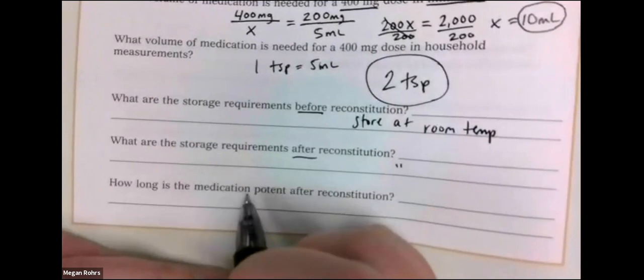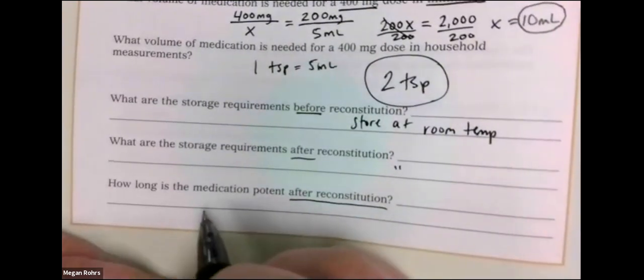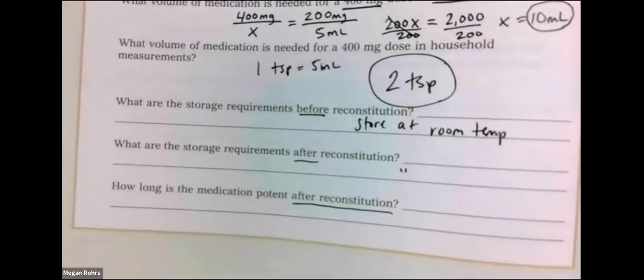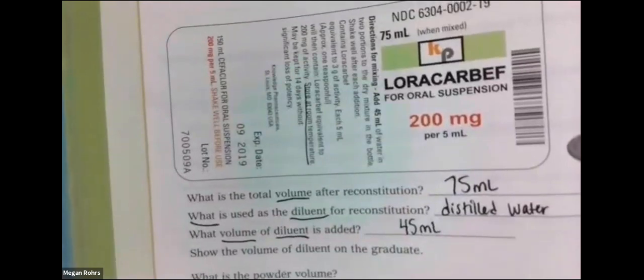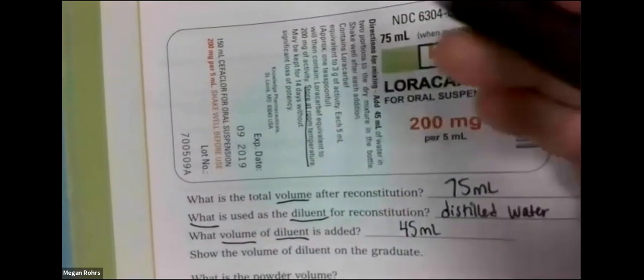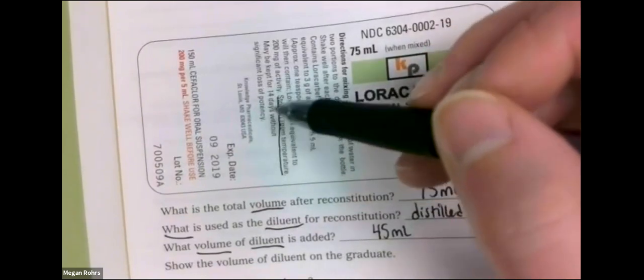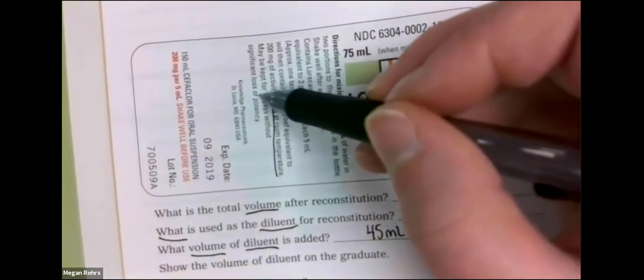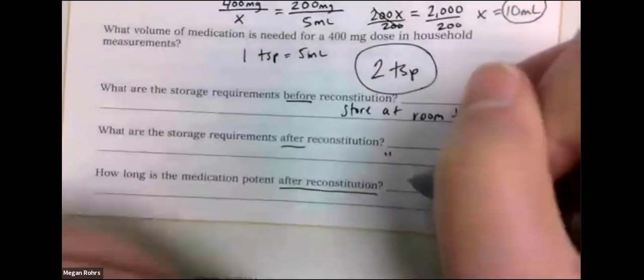Now it says, how long is the medication potent after reconstitution? So how long is it good for after we reconstitute it? Well, if we look back up here and read, it says may be kept for 14 days without significant loss of potency. So here we see 14 days would be our answer there.